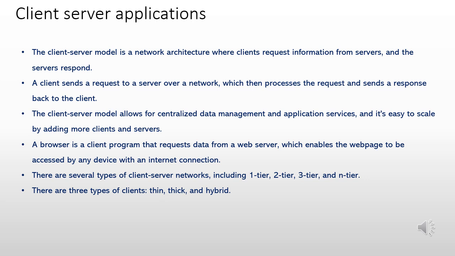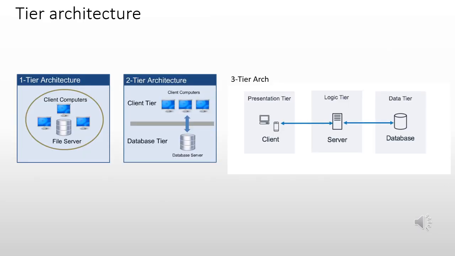There are several types of client-server networks or client-server applications: one tier, two tier, three tier, and N tier. There are three types of clients: thin, thick, and hybrid. The server-side applications are one-tier architecture, two-tier architecture, three-tier architecture, or N-tier architectures.